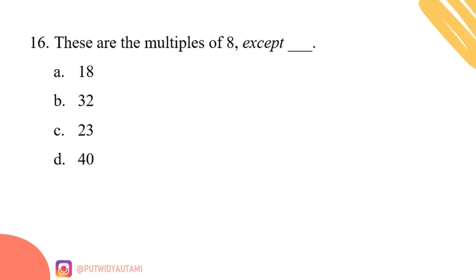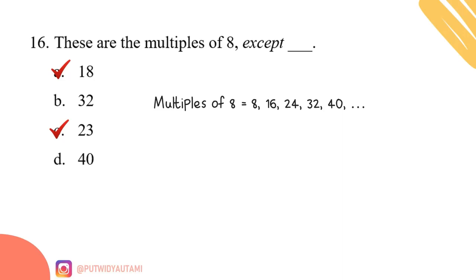Number 16. These are the multiples of 8, except, well, let's write the multiples of 8. We know that 8, 16, 24, 32, 40, and so on. So, 18 and 23 are not the answer. Well, special for this number, we have 2 answers because of a typo. Sorry, but for the next time, it should be only one answer for each question. Okay? Don't be confused.